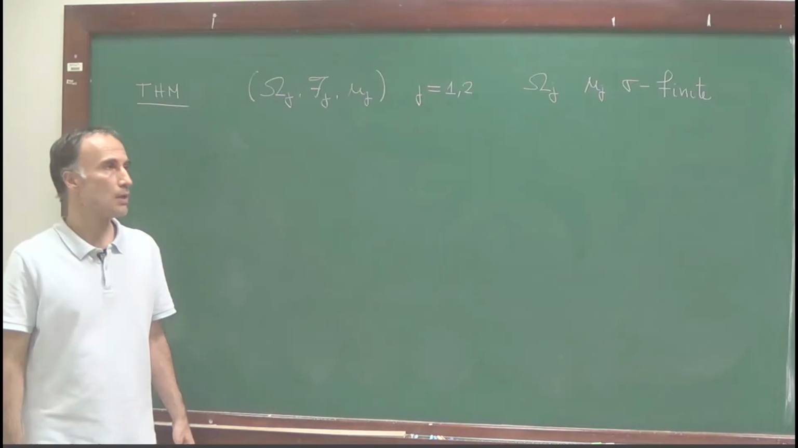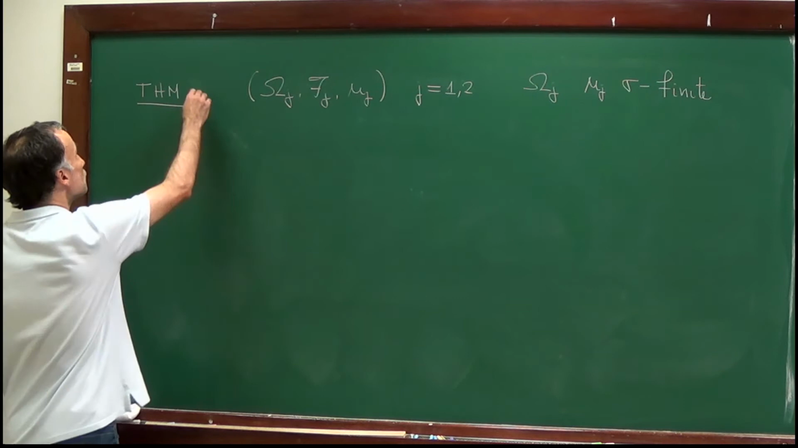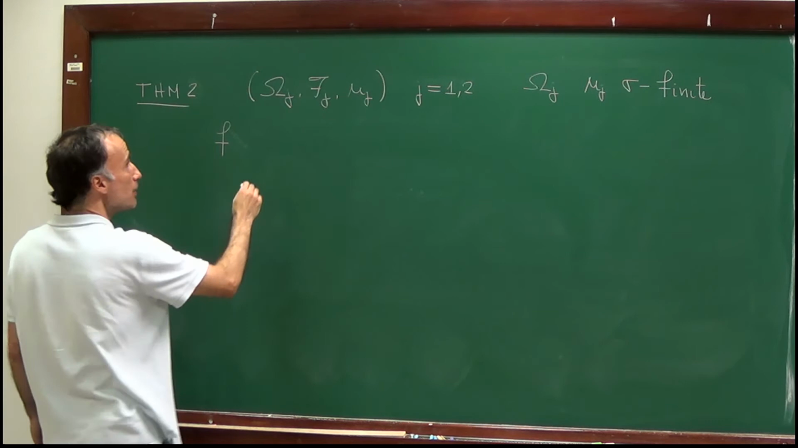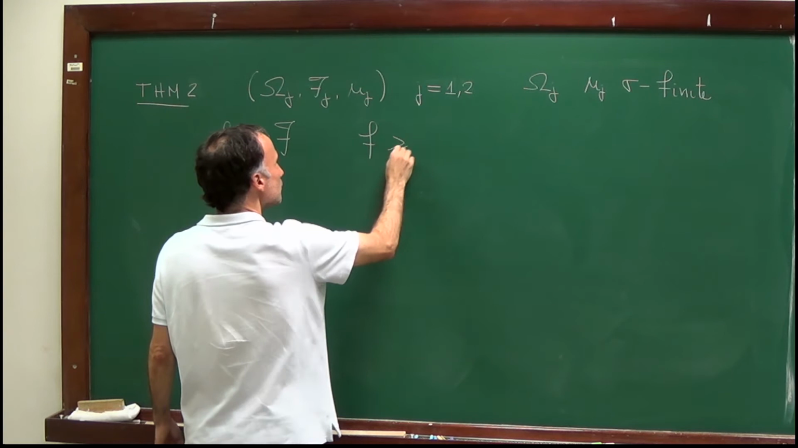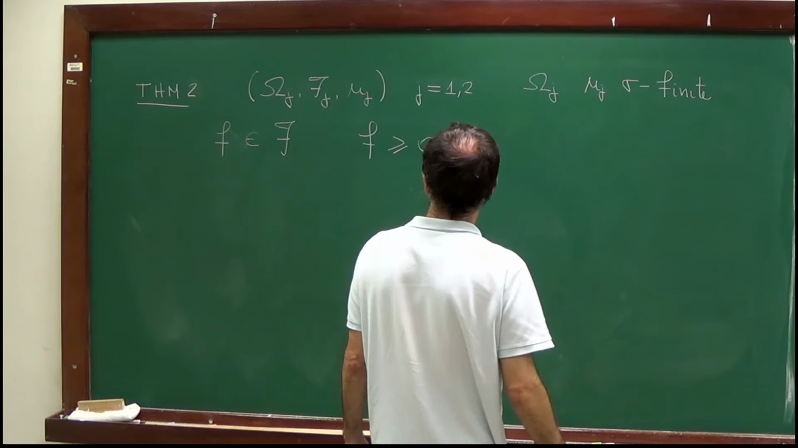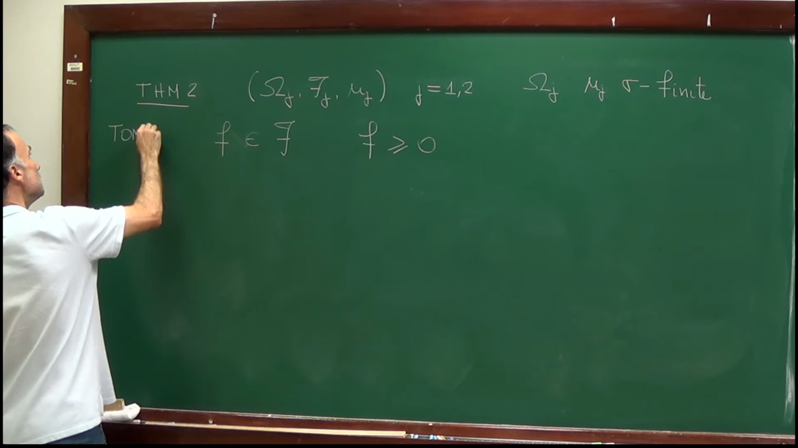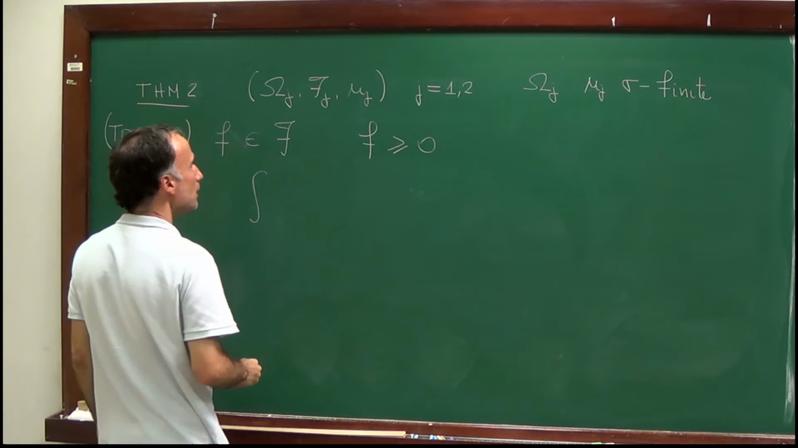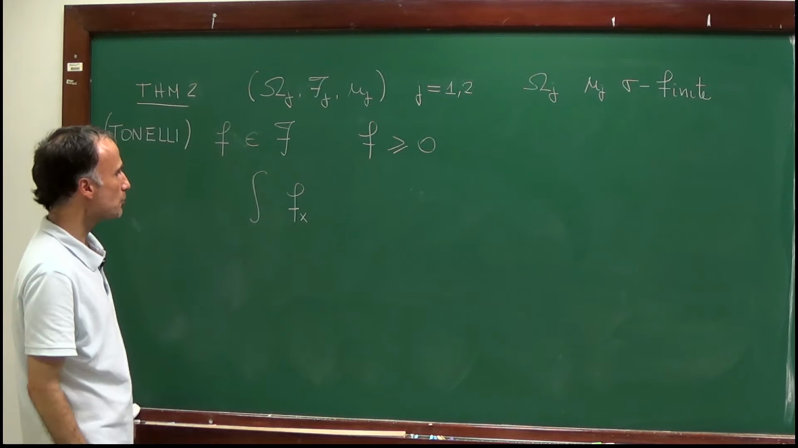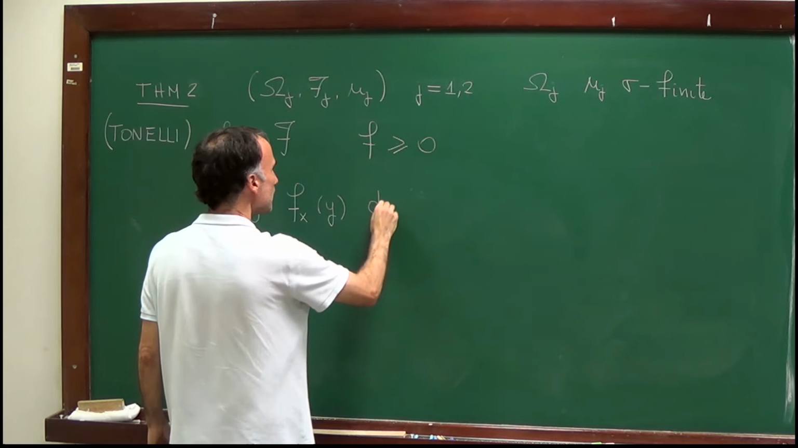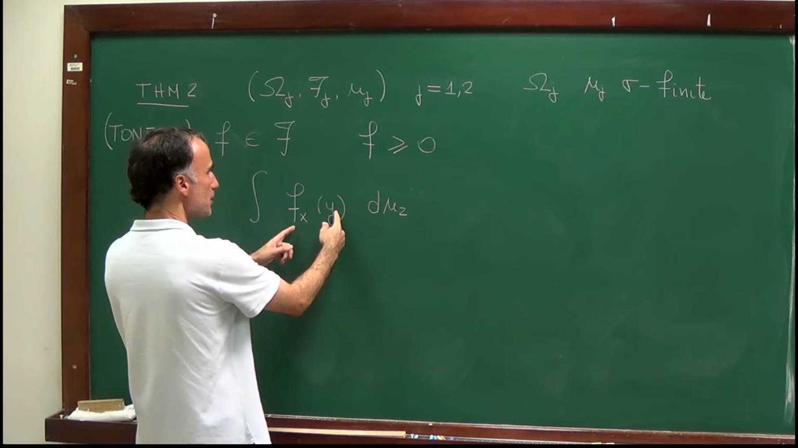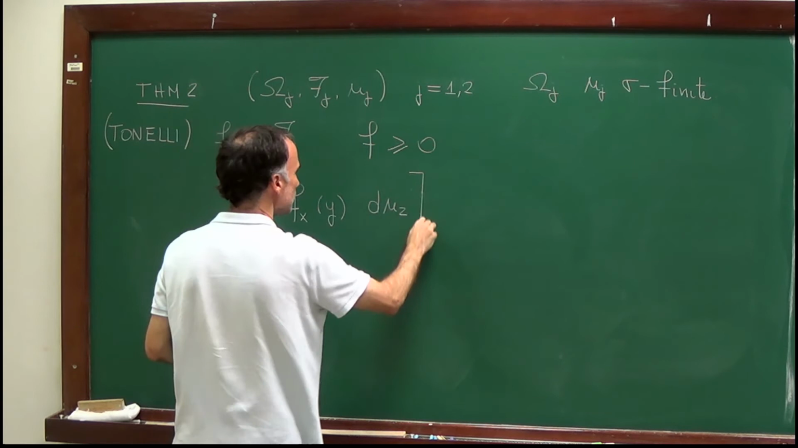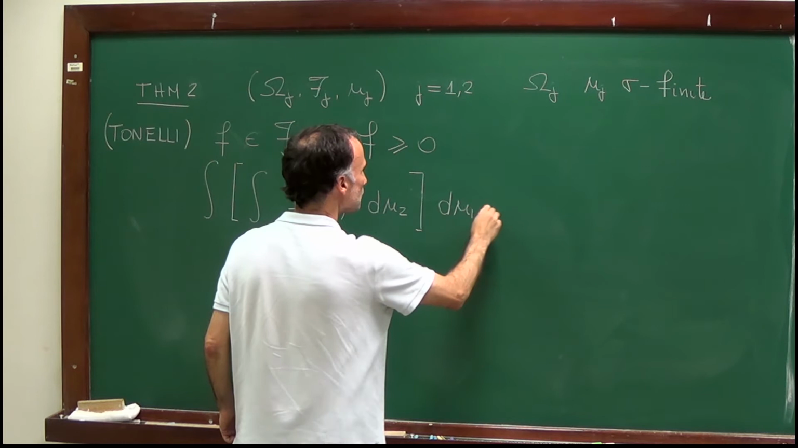All right, so now let me prove theorem 2, which is: assume that I have a function f, which is measurable and which is non-negative. So this theorem is known as Tonelli's theorem, which is Fubini's theorem for non-negative functions. And what we want to prove is that the integral, so we've seen that if I take a section at x of the function f as a function of y, if I integrate that with respect to mu2, this function is measurable, so it's non-negative, so I can integrate it. And now if I integrate this function with respect to mu1, then this is equal to the integral of f with respect to mu.